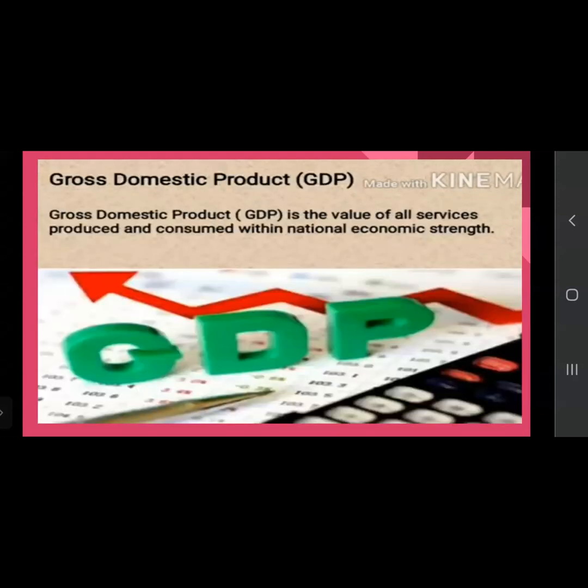Gross domestic product. What is it? It is the value of all services produced and consumed within the national economic strength. So it is about all the services, produced and consumed. Production also and consumption also within the national economic strength. That is GDP.